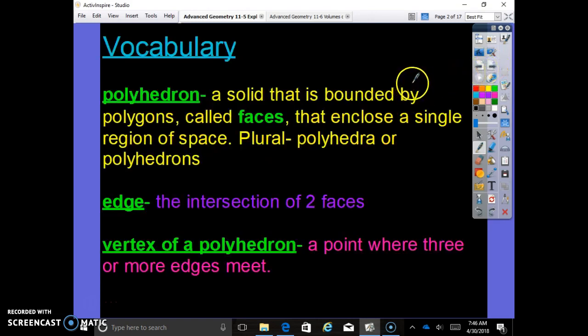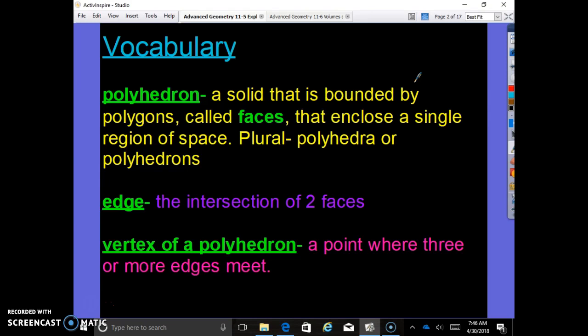So we're going to start with some vocabulary. A polyhedron is a solid that is bounded by polygons called faces that enclose a single region of space. The plural for this is polyhedra or polyhedrons. An edge is the intersection of two faces. That's where they come together. The intersection of two faces forms a line, and that line is called an edge. The vertex of a polyhedron is a point where three or more edges meet. They come to a point. They come to a vertex.